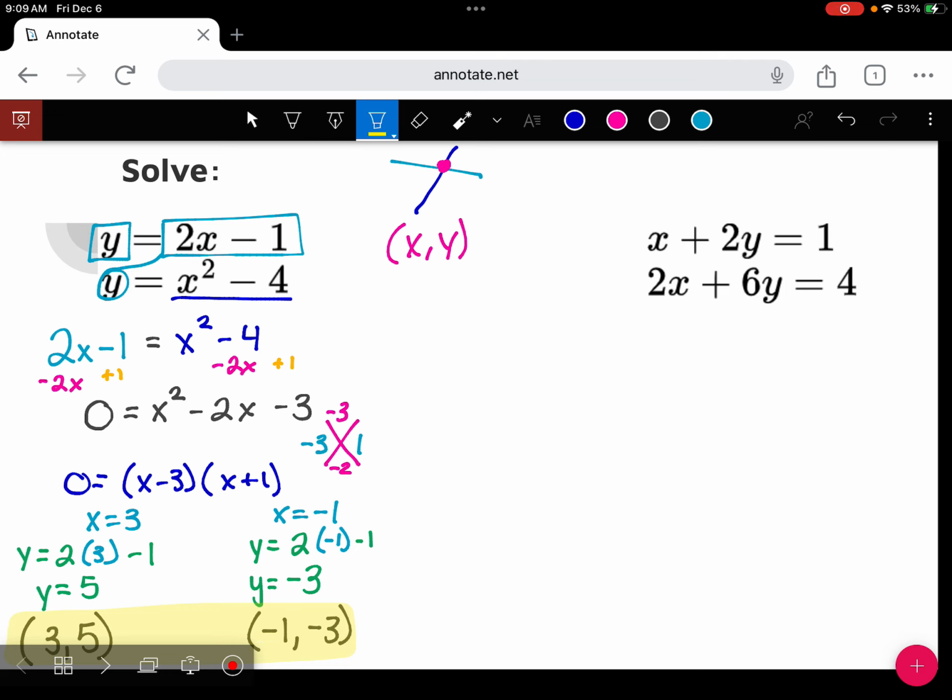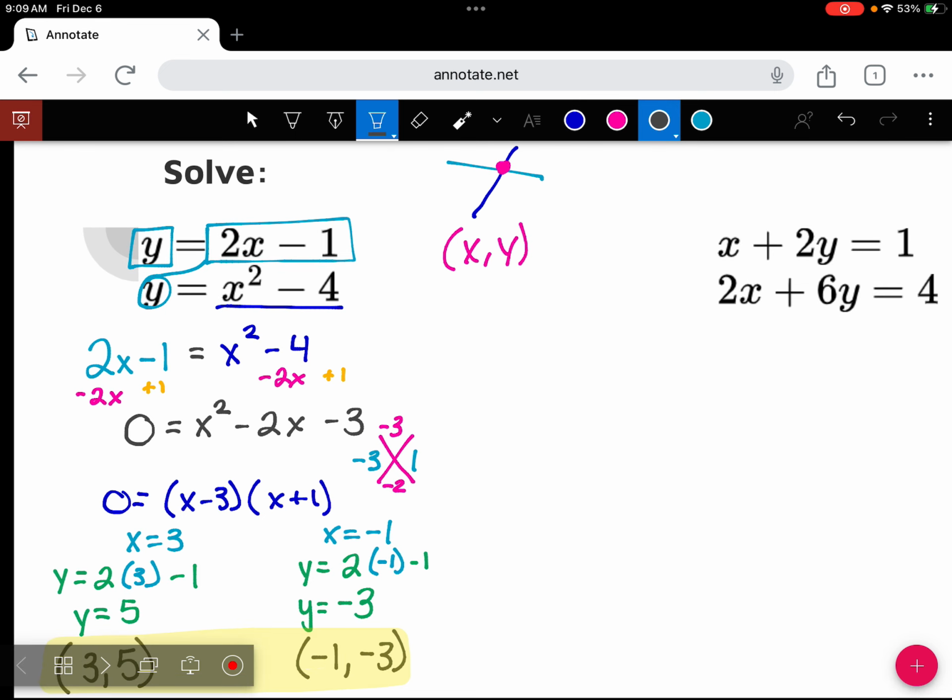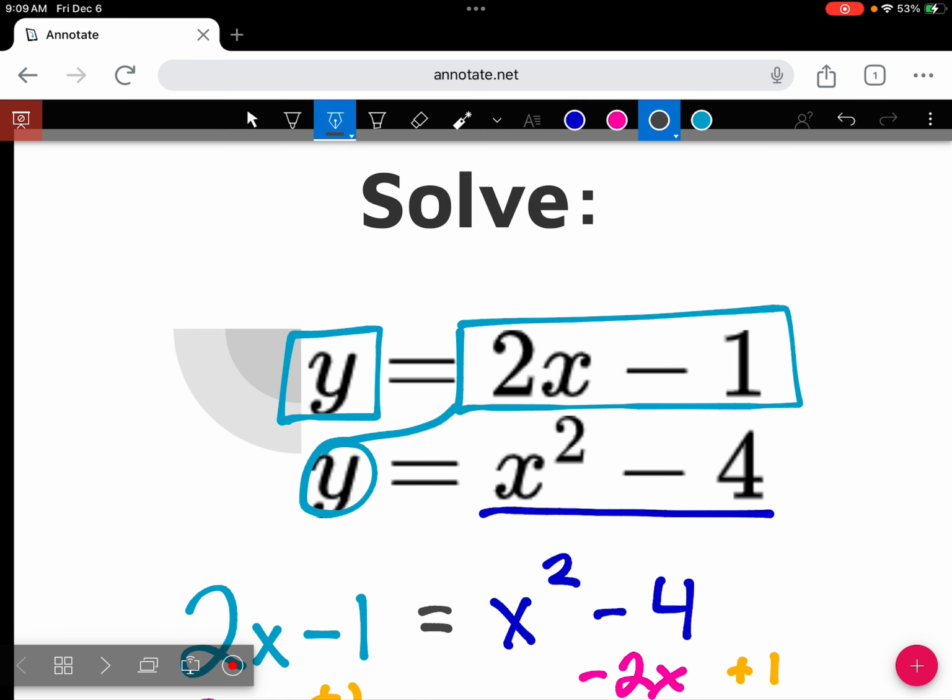So it's been a minute, but you've done these before. Questions on this one? Okay. So this one we solved with substitution. I'm just going to mark that up here. Substitution.